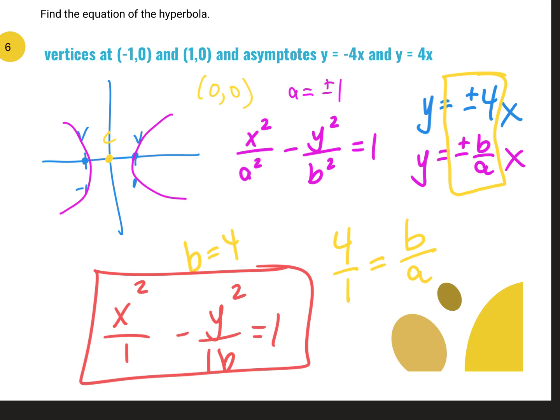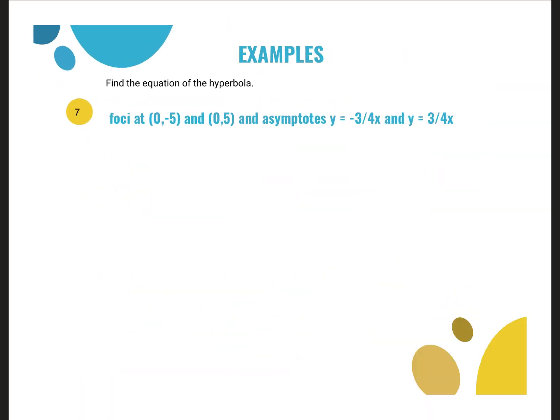If you need to find the C, you guys absolutely can, but sometimes you don't have to. You don't have to go over and do any extra crazy work. Sometimes it's just given to you right in front of your face. All right, let's go on to the next one. You guys are doing well.